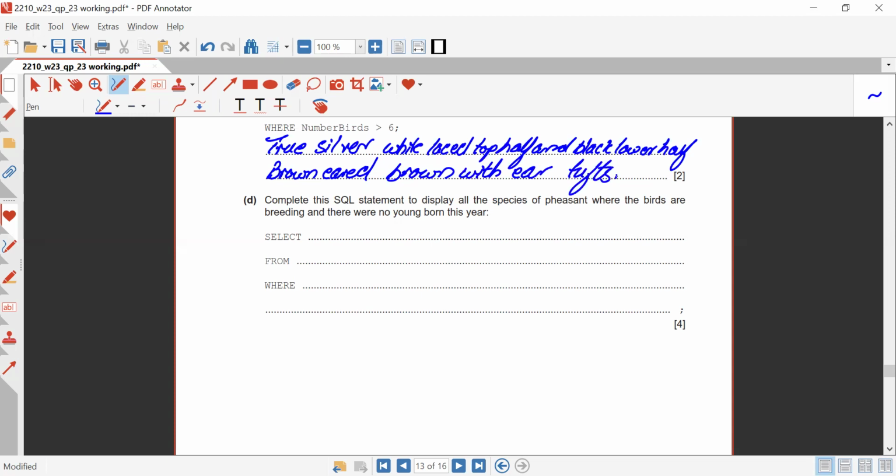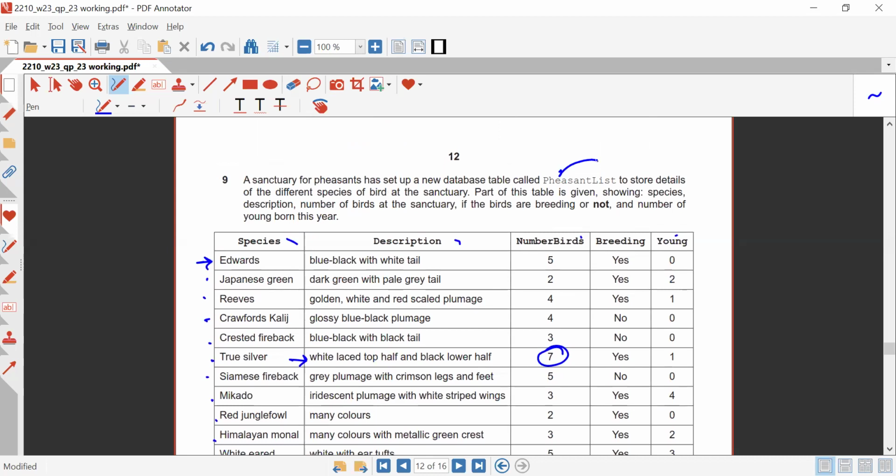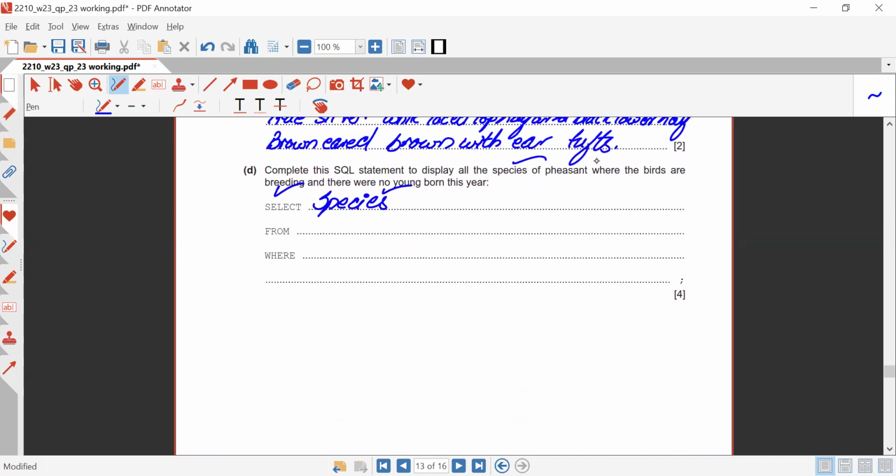Okay, now we need to write the SQL. Complete the SQL statement to display all the species of peasant where the birds are breeding and there were no young born this year. Okay, what we need to display? All the species of peasant. First of all, we need to display the species, so we could write species over here. From, what was the name of the database? It was peasant list. Okay, now the criteria.